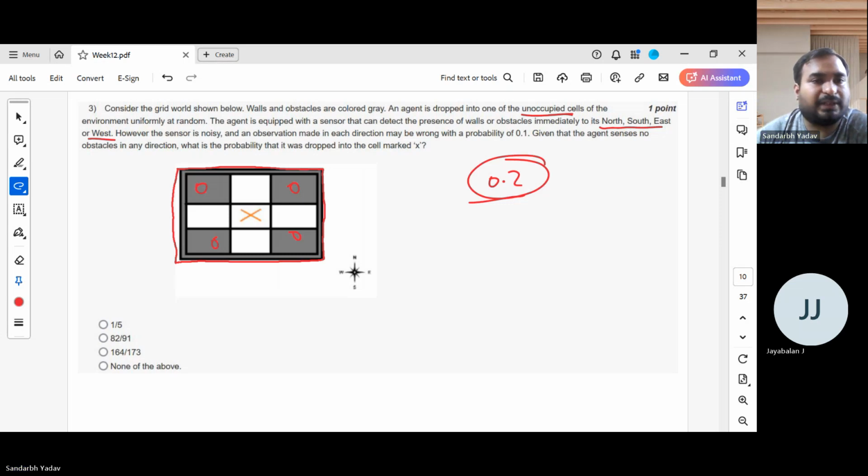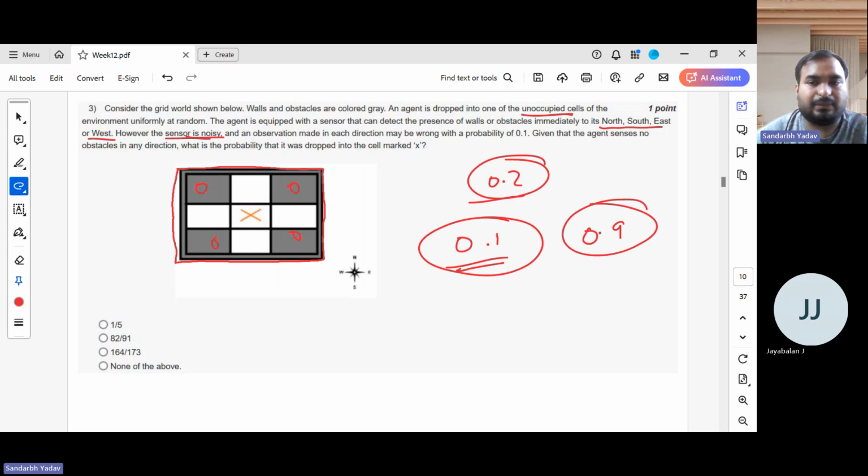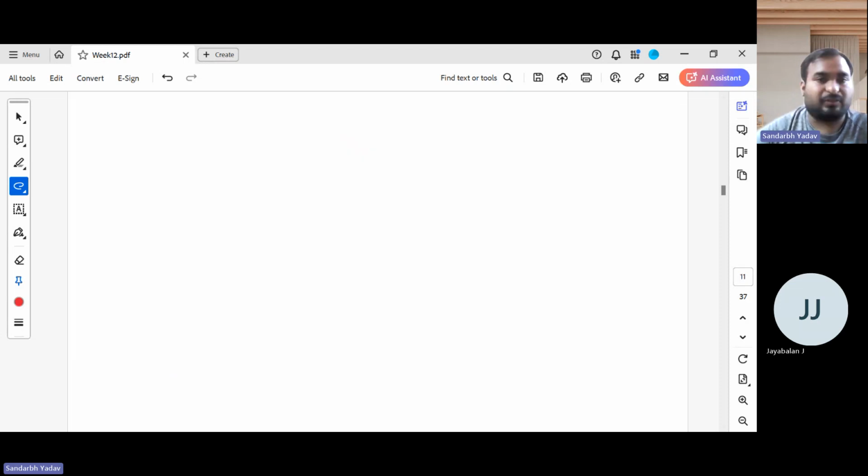However, the sensor is noisy. So they have given that the sensor is noisy and an observation made in each direction may be wrong with a probability of 0.1. So with probability 0.1, the observation in each direction can be wrong. That means with 0.9, it will be correct. Given that the agent senses no obstacles in any direction, what is the probability that it was dropped in the cell marked X? So this is what we have to find out. I hope you guys are aware of the Bayes rule in probability.